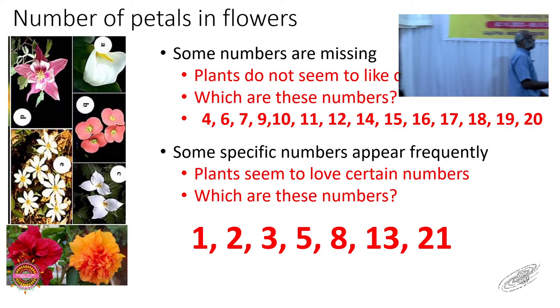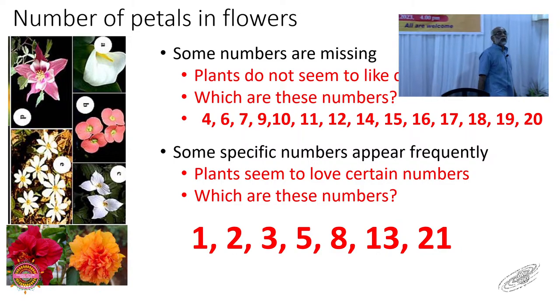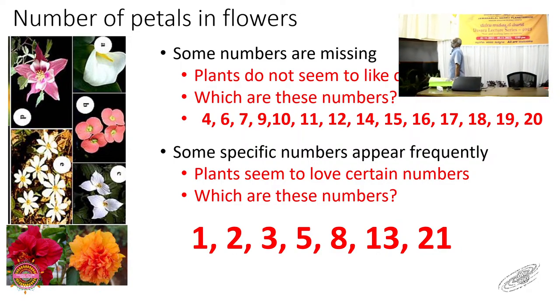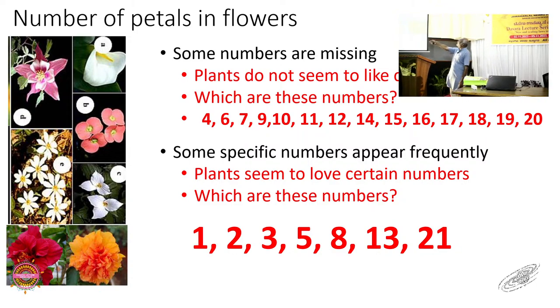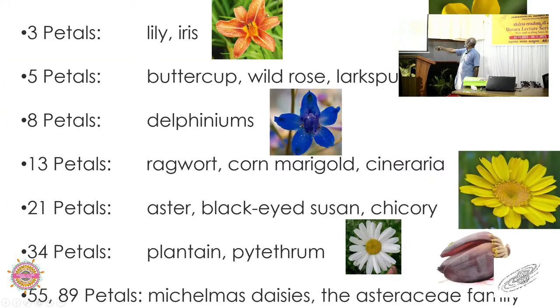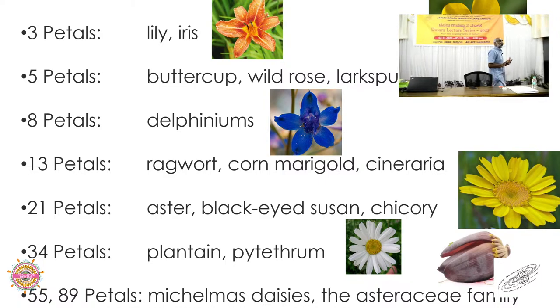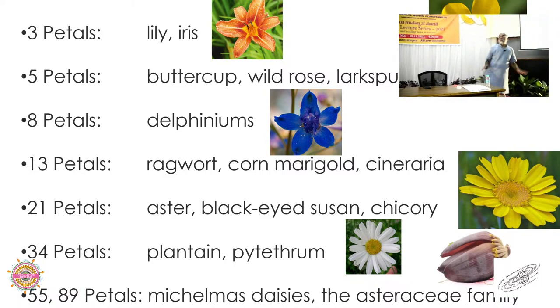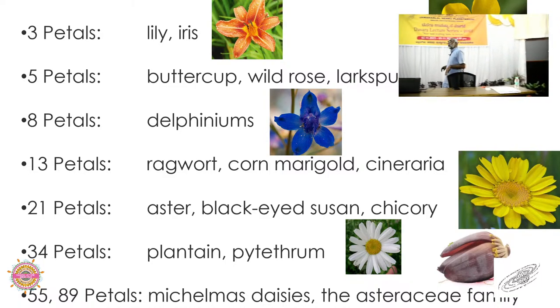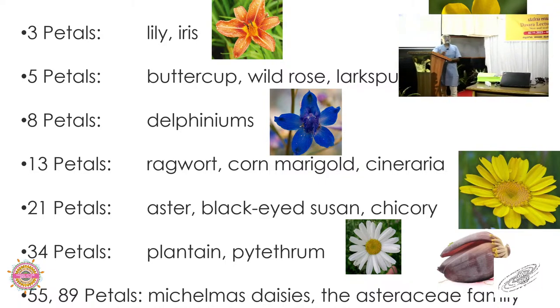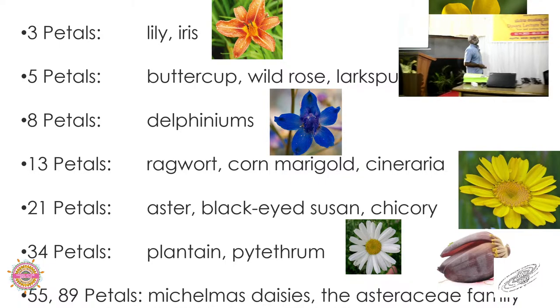What is special with these numbers, I'll come to a little later. But if you want to test this, go to any literature and look for the number of petals of different flowers. You see that always it is 3 or 5 or 8 or 13, 21, 34, 55, 89. And those who know about the Fibonacci would have already found out that plants seem to love Fibonacci numbers. Plants seem to have a better knowledge of the Fibonacci series than any of us perhaps. Now why is that? We'll come to that.